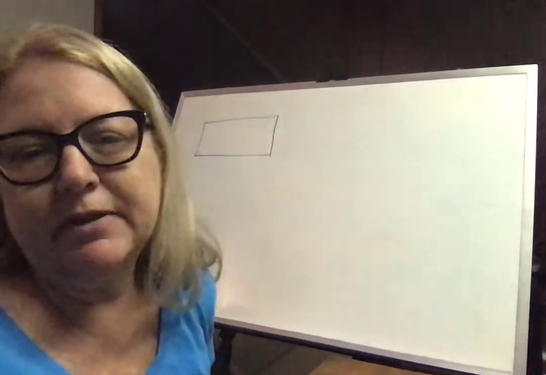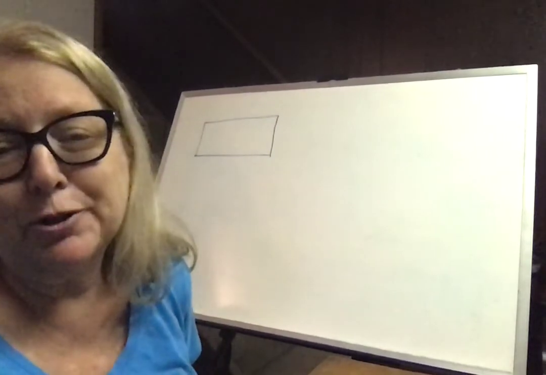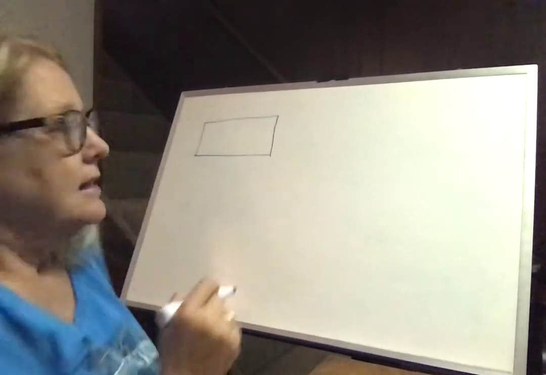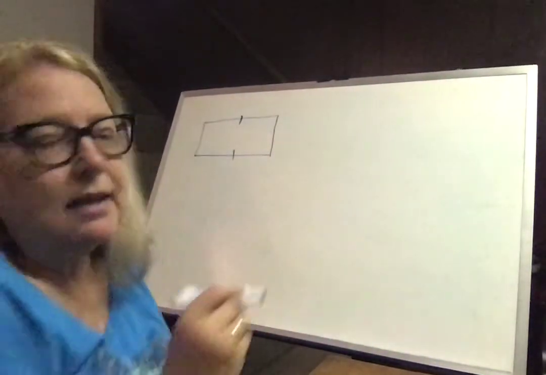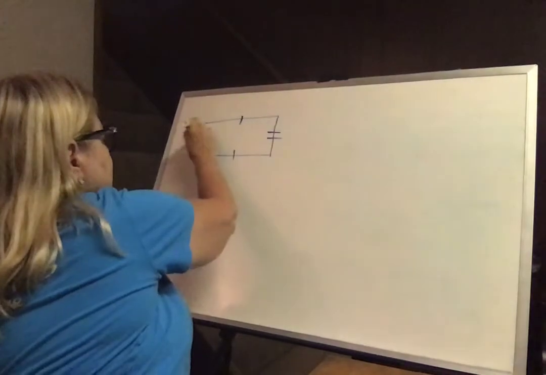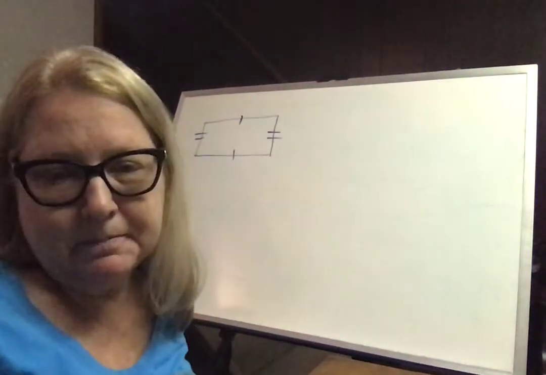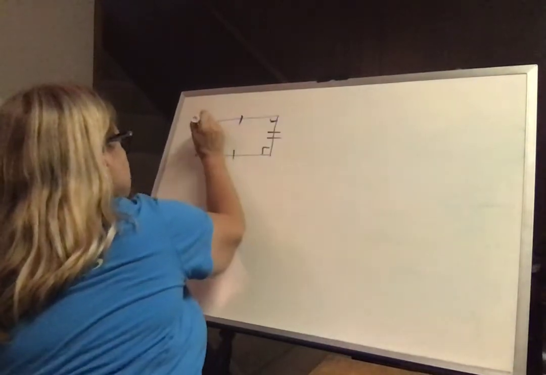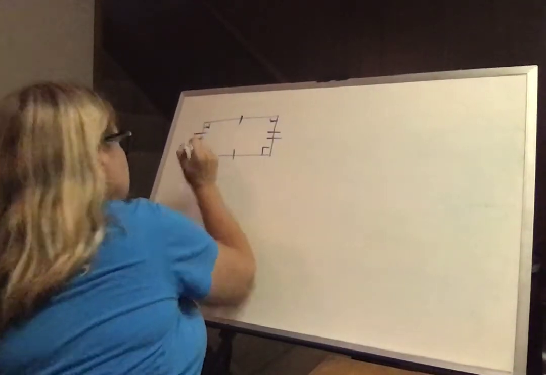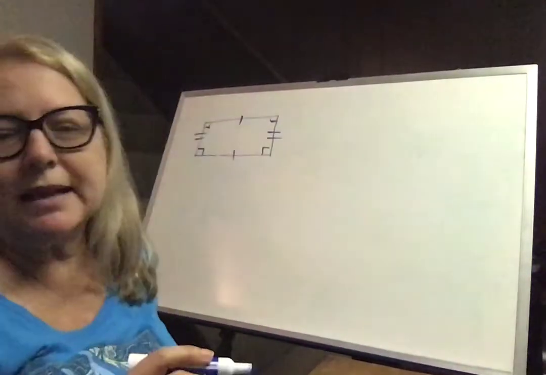Not the best drawing of it, but that's a rectangle, let's assume, with four sides. The top and bottom are the same length. The left and right are the same length. And all the angles are the same. Okay, rectangle.